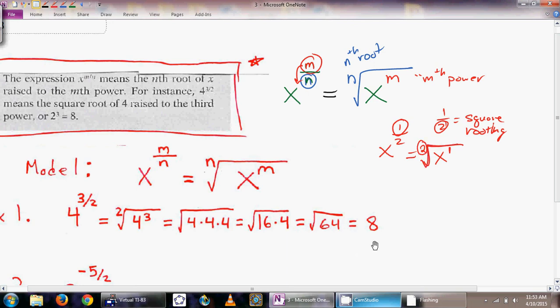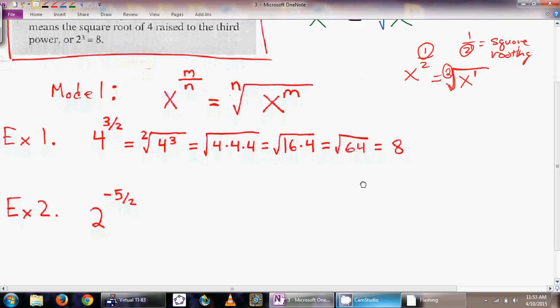Okay, that's the logic. So if we look at example 1, you can kind of see my model here if you want a little refresher, okay? If we look at example 1, how do we evaluate 4 raised to the 3/2 power? Well, I'm going to rewrite this, okay? I'm going to take my base 4, and rewrite it. And I know my numerator, okay? My numerator is what that base is getting raised to. So it's really 4 cubed. And then the denominator becomes what root I'm taking. So it's the square root.